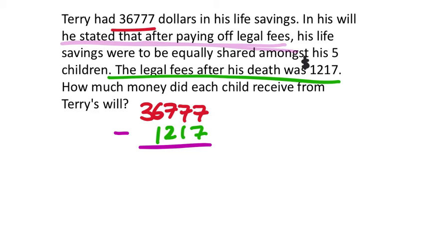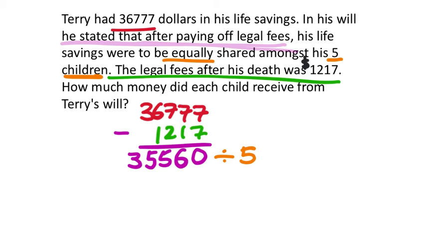So we're going to subtract, starting in the ones place value. 7 minus 7 is 0. 7 minus 1 is 6. 7 minus 2 is 5. 6 minus 1 is 5. And then we'll just drop the 3. So it looks like there's $35,560 left over to distribute amongst the children. And it is going to be distributed equally, which indicates that we are looking at division. Division by 5, because there are 5 children.